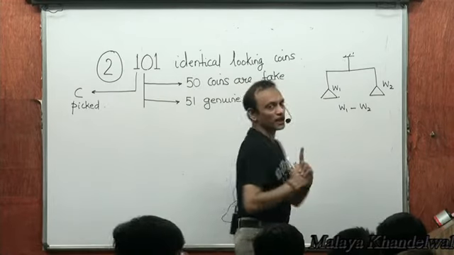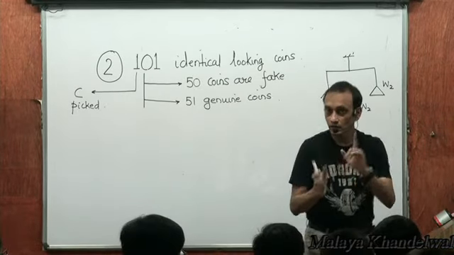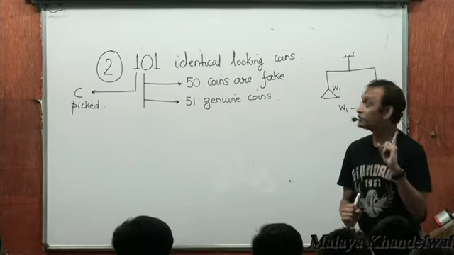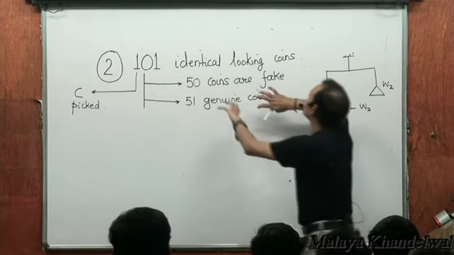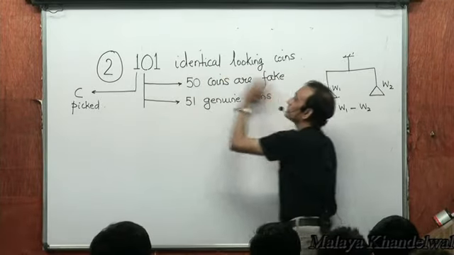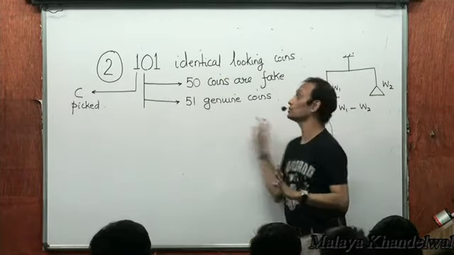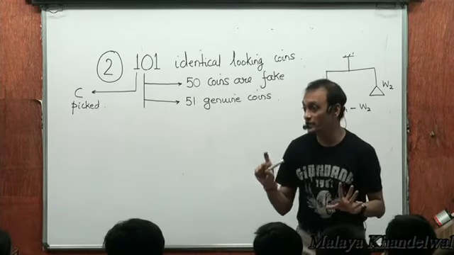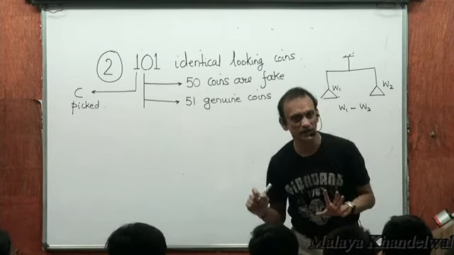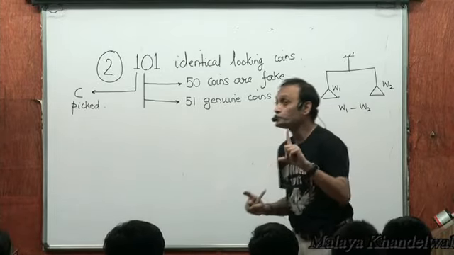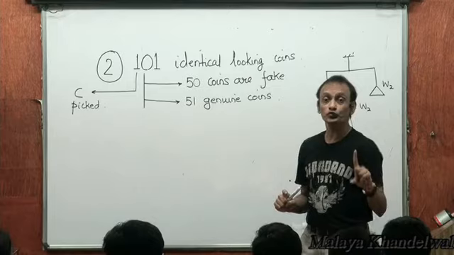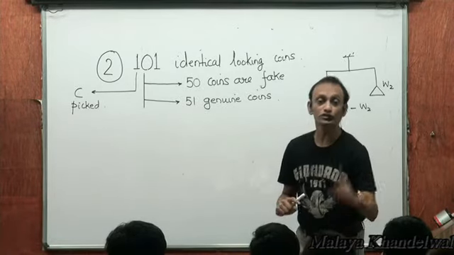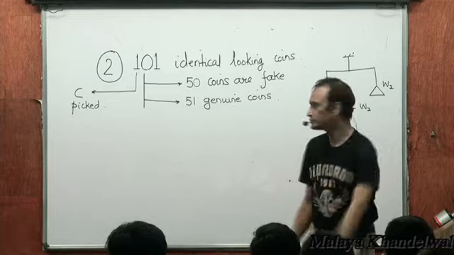Now all that I am allowed is one weighing. And in that one weighing, I can do anything that I want with this set of 101 coins, which includes this coin C that I have picked, which I want to determine for genuineness. In one weighing, I want to figure out whether this coin C is genuine or counterfeit, genuine or fake, right?